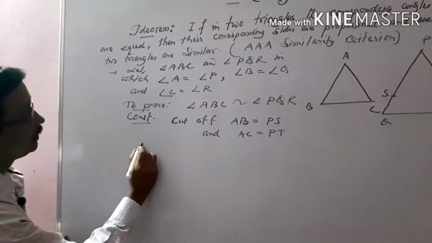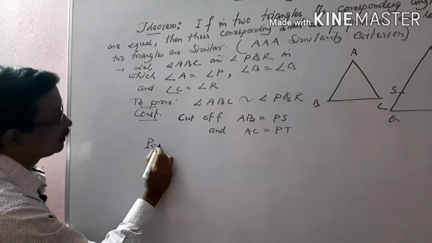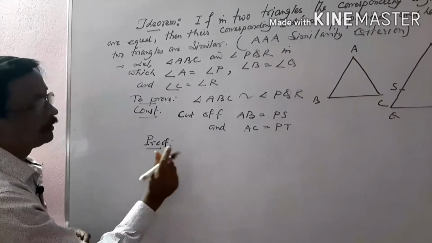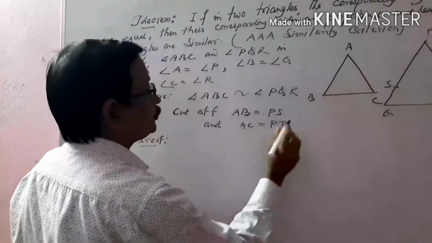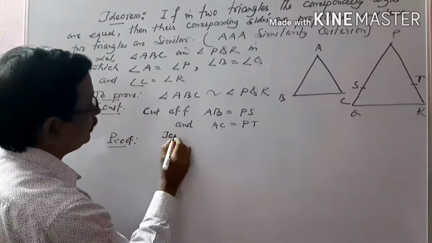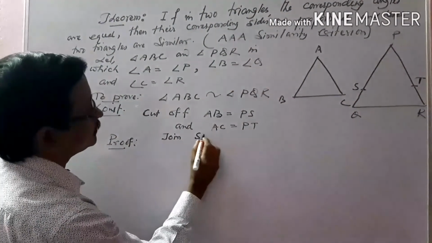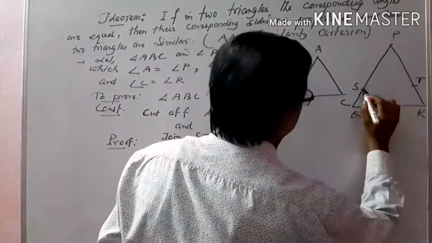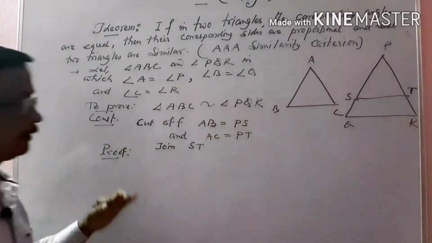Now, how do you prove this one? There are two triangles, and join there. One thing more you write, join ST. ST you join there, okay? Up to this one is clear?